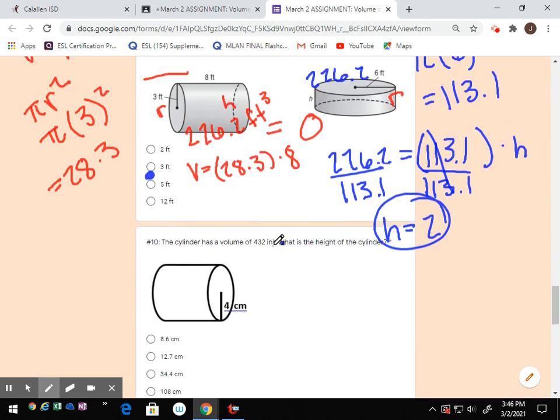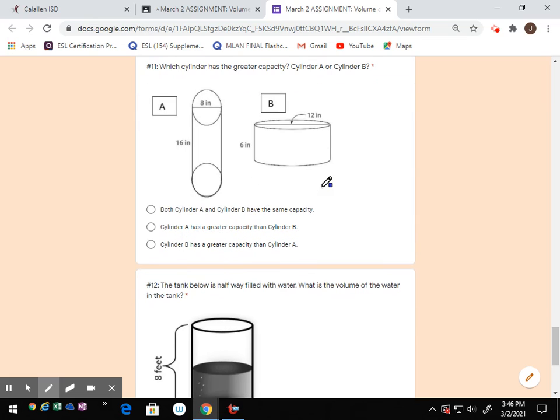Let's go down to number 11. Number 11 says which cylinder has the greater capacity, cylinder A or cylinder B? So we have to find the volume of cylinder A and the volume of cylinder B. Again, we write our volume formula. V is equal to big B times H. The bases on both of these are circles, so for big B we are going to find pi times our radius squared.